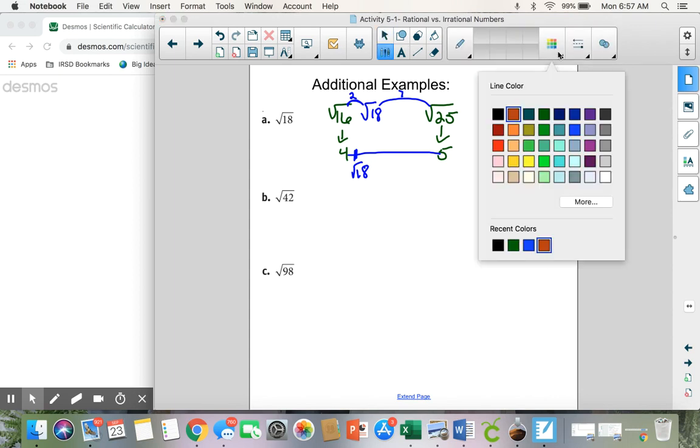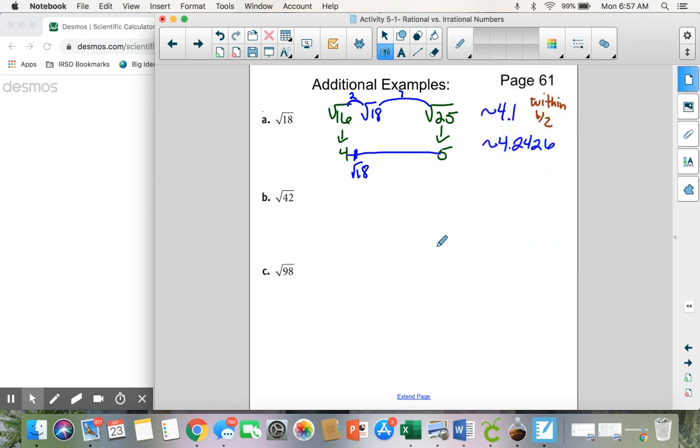All right, so now I'm going to walk you through this. You should have already done it with your partner, so I'm just going to walk you through it now. I have the square root of 42. My square root before this was the square root of 36, and my square root after this is the square root of 49. The base of 36 is 6, the base of 49 is 7. So right away, I know that it's somewhere between 6 and 7. I now have to figure out, is it closer to 6 or is it closer to 7?